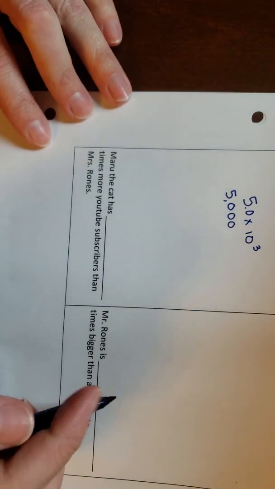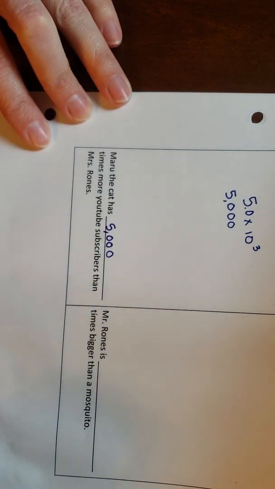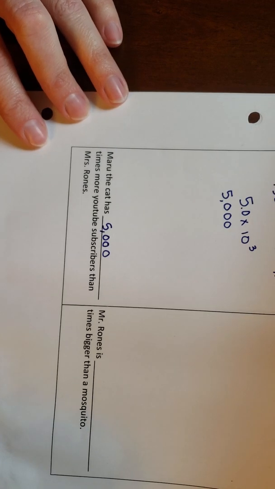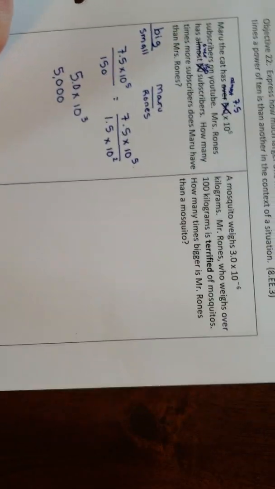So here we go. Maru the cat has 5,000 times more subscribers than Mrs. Rounds. Wow. It's like for every one of mine, there are 5,000 for this cat. It's a very popular cat.